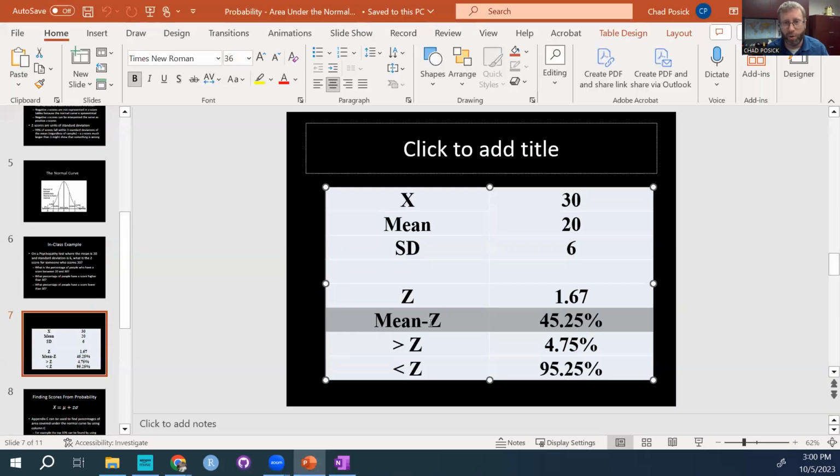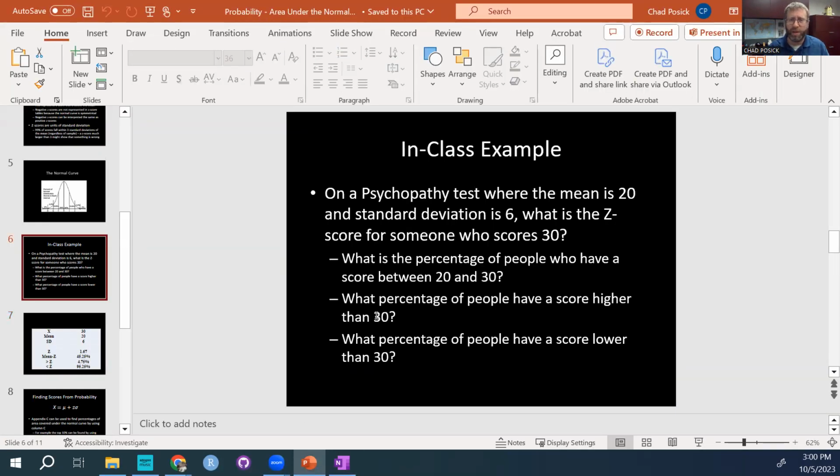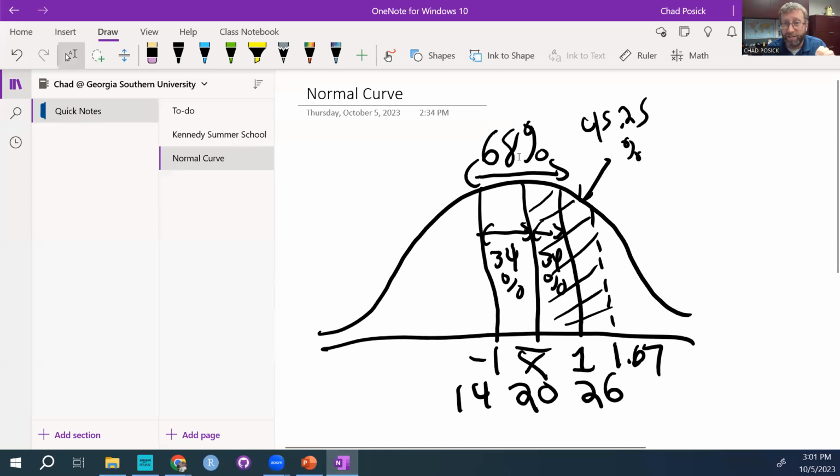Now I ask a slightly different question here. I say, what percentage of people have a score higher than 30? So if we test somebody and they get a psychopathy score of 30, and we know that's 10 points above the mean, we might say, okay, that's not too much. Someone scores a 20 or 30, it's a little bit higher, but the standard deviation isn't large, right? 68% of people, the first thing that we did, 68% of people are between 14 and 26. So actually, a score of 30 is pretty high, right? And so this reflects a score of 30, remember?